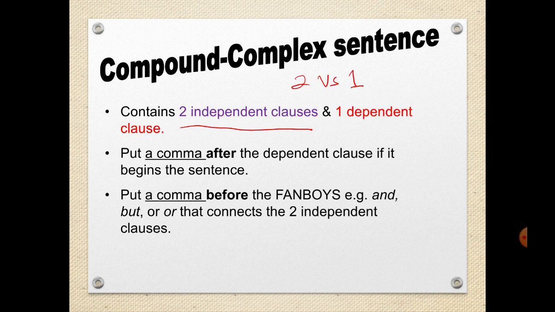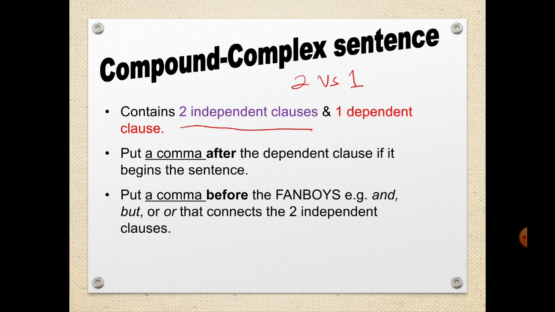Right. Put a comma after the dependent clause if it begins the sentence. So if the dependent clause is at the beginning of the sentence, you need to have a comma, just like in the complex sentence earlier. All right, put a comma before the FANBOYS, for example, and, but, or, that connect two independent clauses.